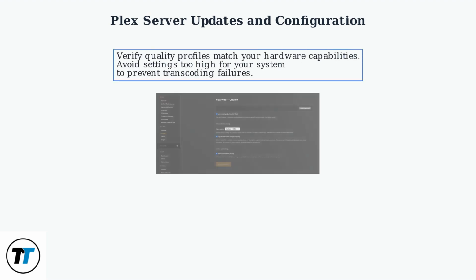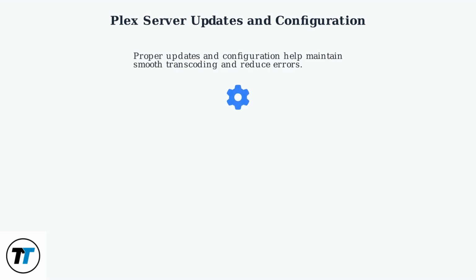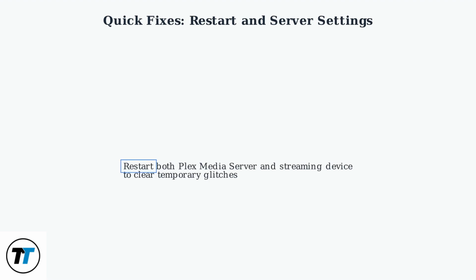Also, check your quality profiles in Plex. Ensure they aren't set too high for your hardware capabilities. High resolution or bitrate settings on underpowered systems can lead to transcoding timeouts and the playback session error. By keeping your Plex server updated and configuring transcoding settings appropriately, you can maintain smooth media playback and minimize the risk of transcoding-related errors. Often, a simple server restart resolves temporary glitches.